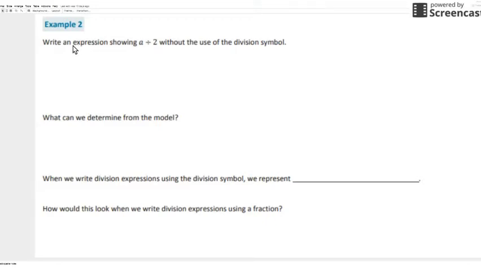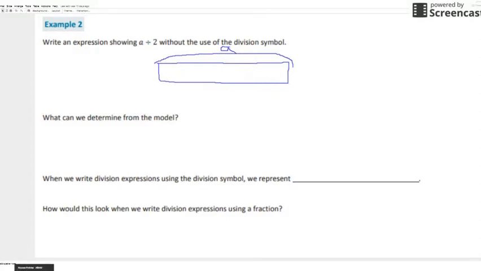Instead of using all numbers, let's write an expression using a divided by 2 without using the division symbol. Very similar to the problem we just talked about, we can set it up the same way. No matter what the a is, remember a simply represents a number that we either don't know or want to fill in. Whatever the a is, whether it's 1, 2, 3, 4, 5, if we're dividing it by 2, we break it up into 2 equal parts.